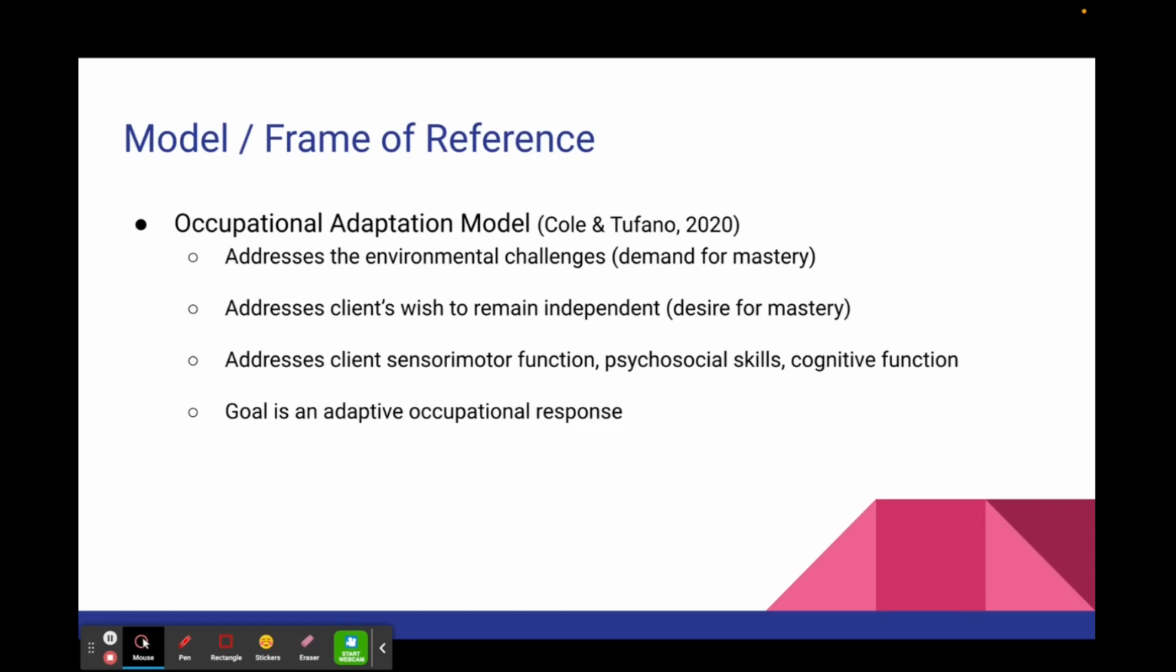So this model says that reaching that goal of an adaptive occupational response is met when the client is able to overcome an occupational challenge, and that occupational response is influenced by internal and external factors, which include the person, their roles, the occupational challenge that is presented through the press for mastery, as well as the occupational environment.